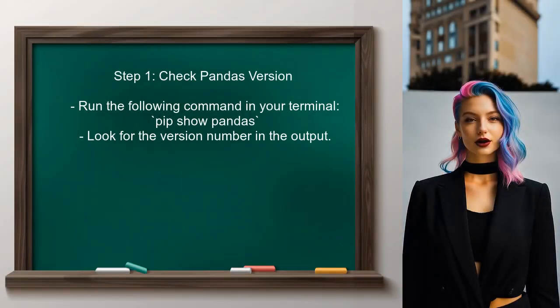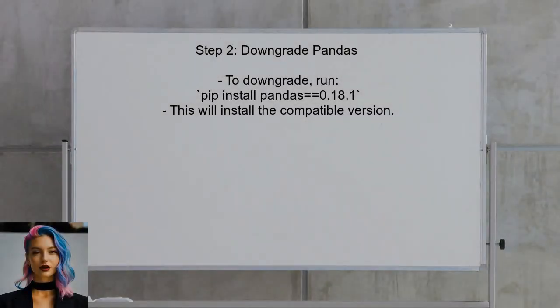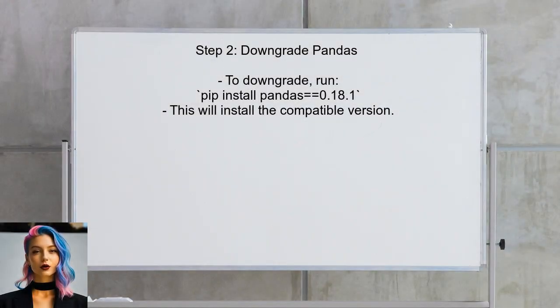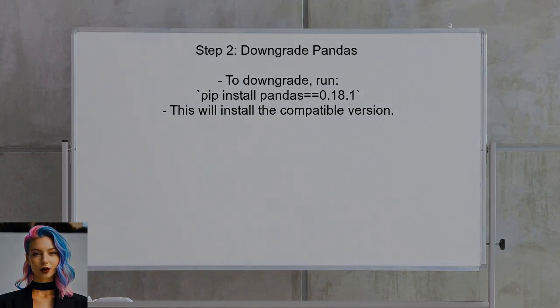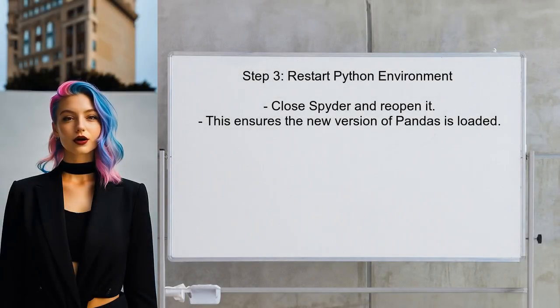To resolve the import error, the user should first check the version of the pandas library they are using. The TimeSeries class has been deprecated in recent versions of pandas. If the user finds that they are using a version of pandas that is too recent, they can downgrade to a compatible version. The recommended version is pandas 0.18.1. After downgrading, the user should restart their Python environment to ensure that the changes take effect. This can be done by closing and reopening Spyder.